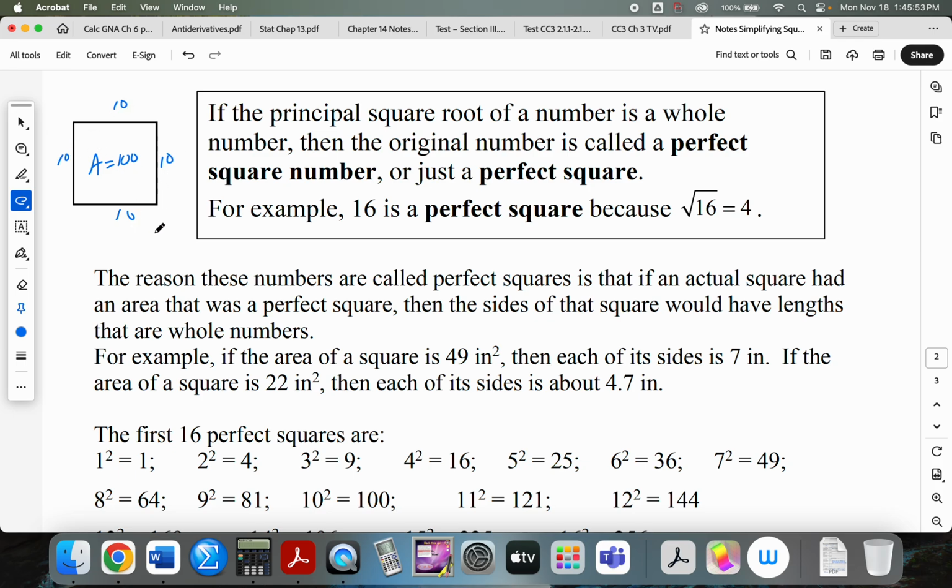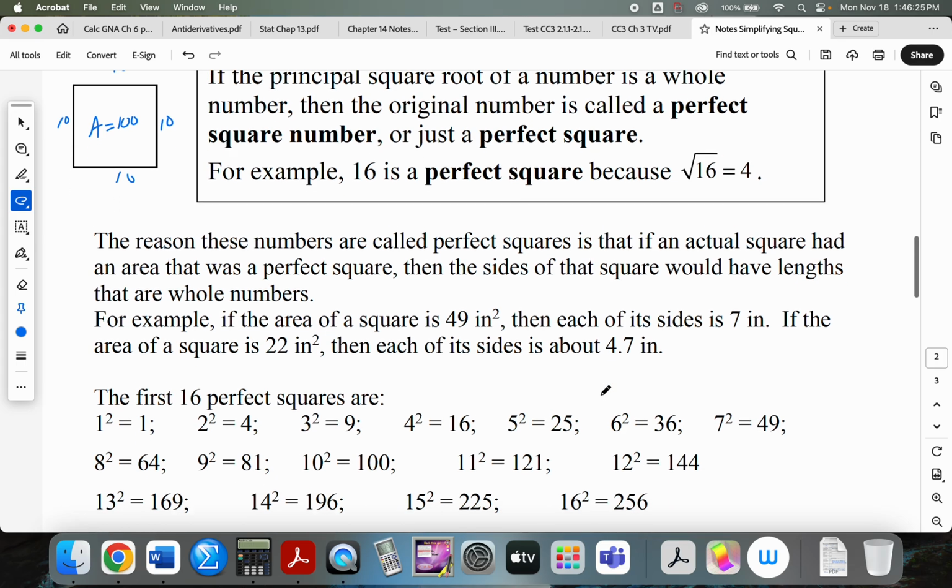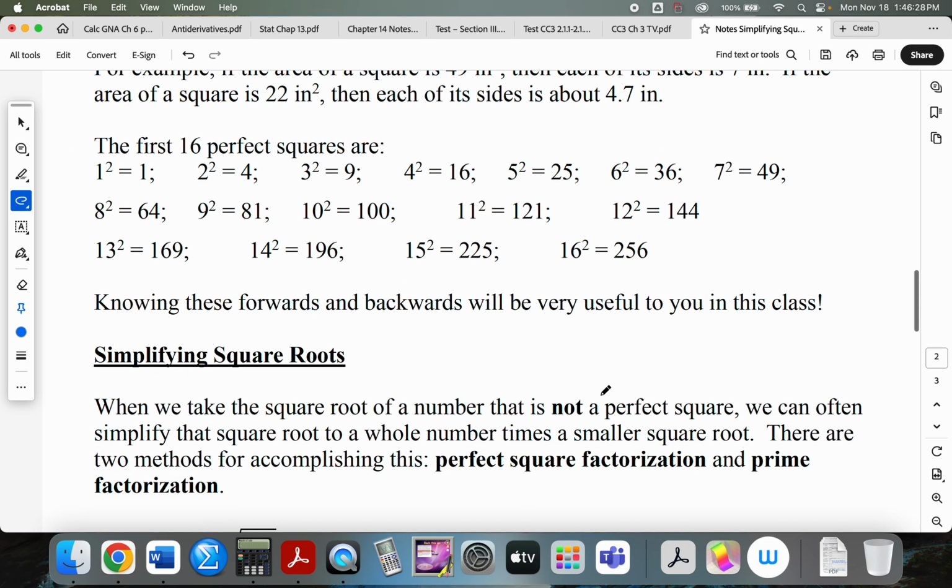Because 10 times 10 gives you 100, and that's how you find area. So since this is a whole number, 100 is a perfect square, because if you made a square whose area is 100, the sides would have whole number lengths. So if the area of the square is 22 square inches, then each of its sides is about 4.7, but not exactly, even then. So here are the first 16 perfect squares.